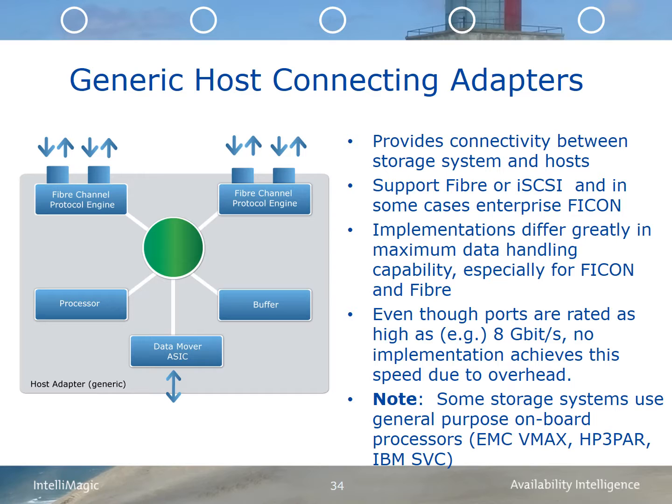In terms of the ports that are in front of the fiber channel protocol engines, these are typically rated at between 4 or 8 gigabits per second. Some of the newer controllers are being rated at 16 gigabits per second. And it should be noted that some systems like the EMC VMAX, the HP 3PAR, and the IBM SVC use the processor cores from general purpose onboard processors to do the processing required by the host connecting devices.